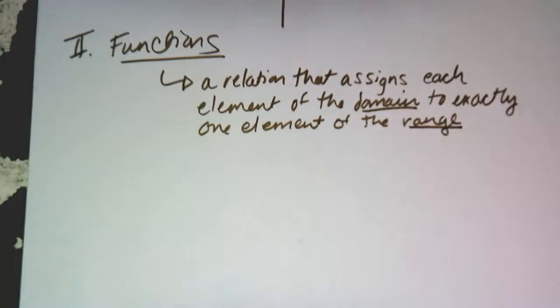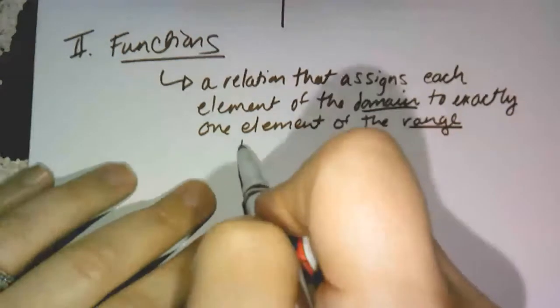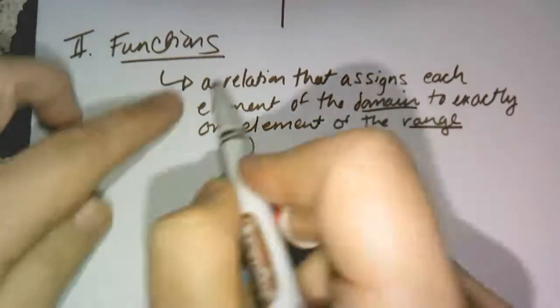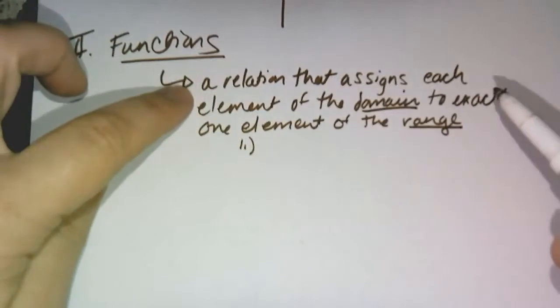This is the definition for function: a relation that assigns each element of the domain to exactly one element of the range. But in your algebra processes, in the back of your mind, you've been taught several ways to find out if something is a function. Several ways. And I'm going to give you really 3 ways to describe this definition right here.